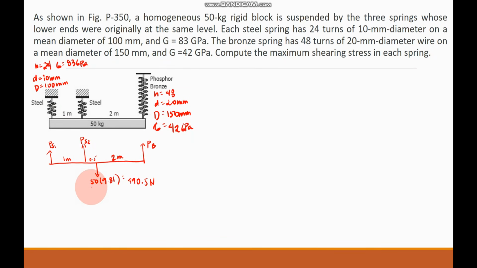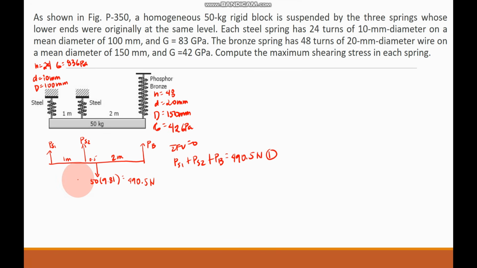So taking the summation of forces vertical equal to 0, we get PS1 plus PS2 plus PB is equal to 490.5 Newton. So this will be our equation number 1. So what else?